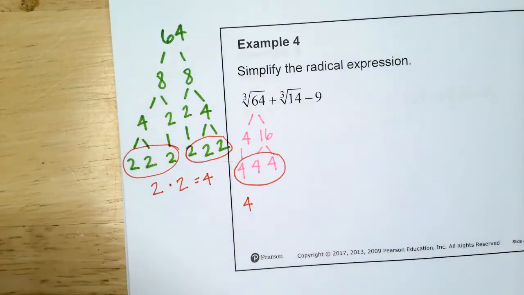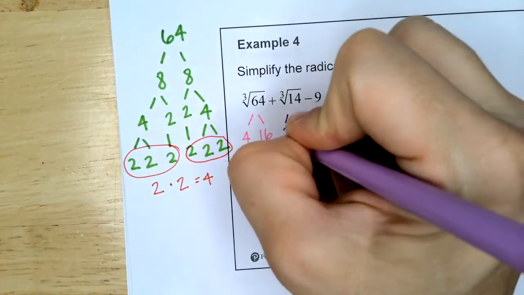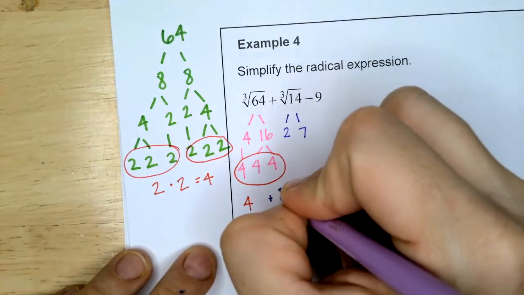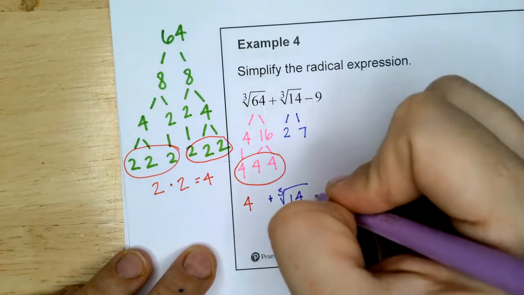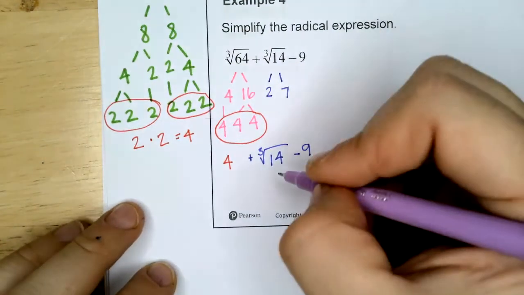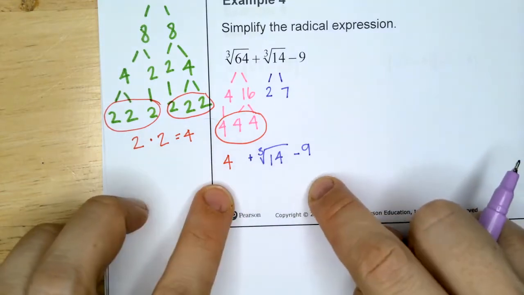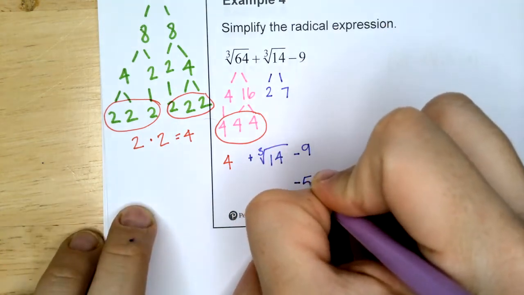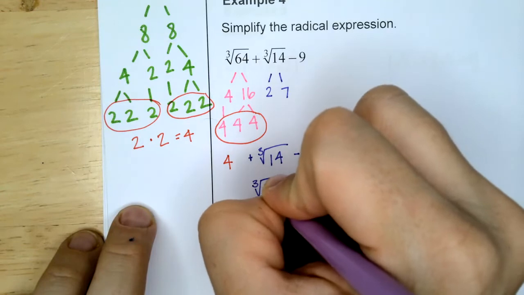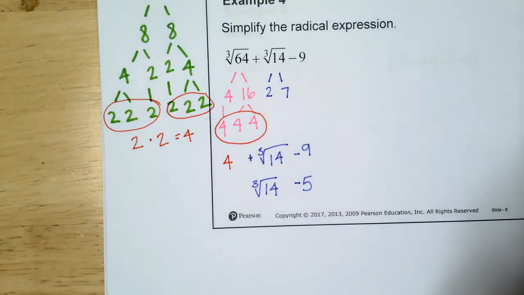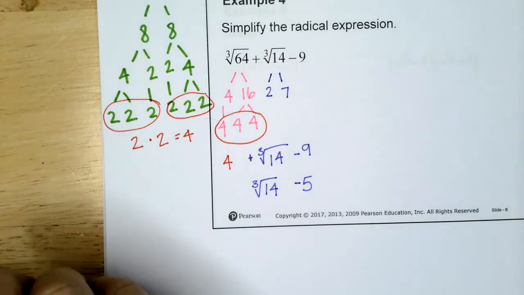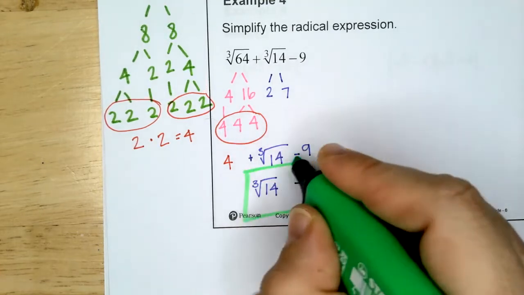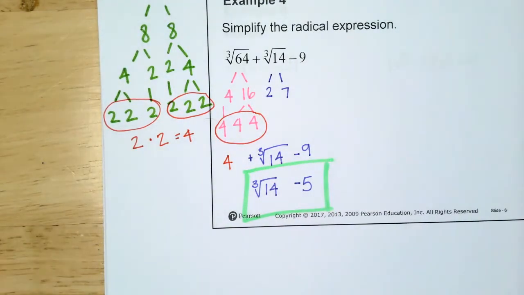14 would be 2 and 7, right? Those are both prime. I can't take anything out, so I have to leave that the same. Cubed root of 14. 9 is obviously already in its simplest form. 4 minus 9, those are the like terms. 4 minus 9 is -5. And that has nothing it can combine with. So the cubed root of 14 minus 5. Good. If you put that into your calculator, you will get the same value as if you put that into your calculator.